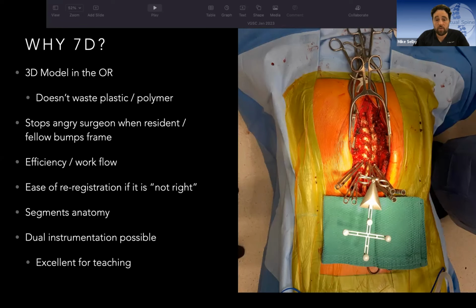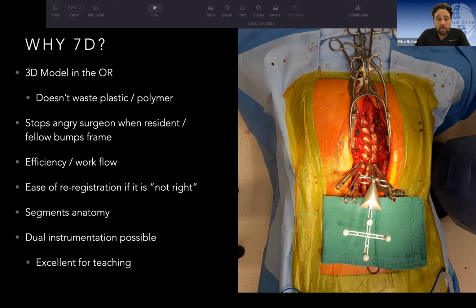It, of course, improves efficiency and workflow. I'll show that in a moment. The ease of re-registration, if it's not right, is the other thing. So not just when the frame gets bumped, but if it doesn't feel right. Because if you've done a lot of these cases before, you kind of know the entry point, and if it doesn't quite feel right, you can just re-register it. Whereas with another system, you've got to wheel that big old O-arm back in, spin it, and see how it goes.